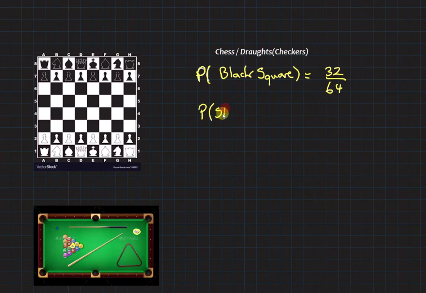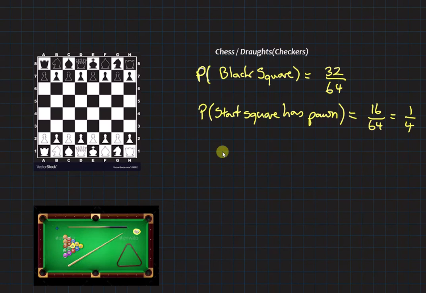Probability start square has pawn. So how many pawns are there? Well, there's 8 on the black, 8 on the white. So we've got 16 out of 64, which simplifies to 1/4. And notice we could have done how many ranks? There are 2 ranks of pawns out of 8, which simplifies to 1/4. If you can group logically, it's worth doing.